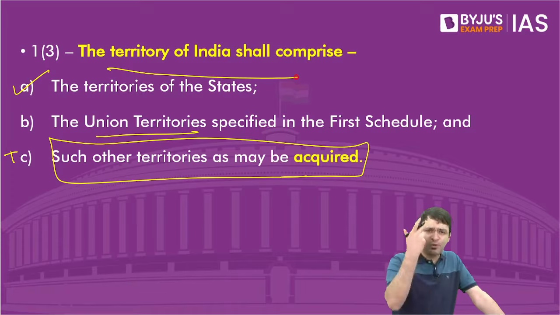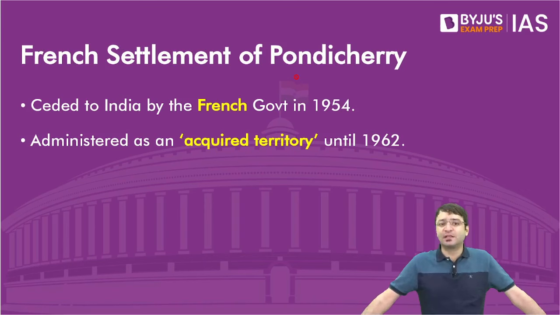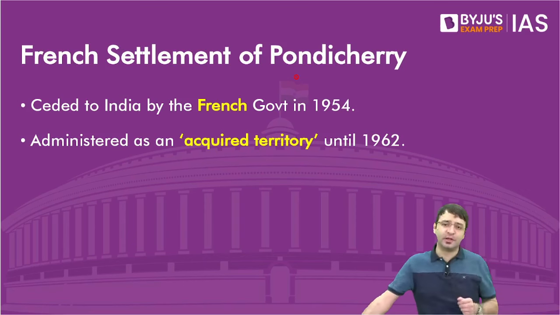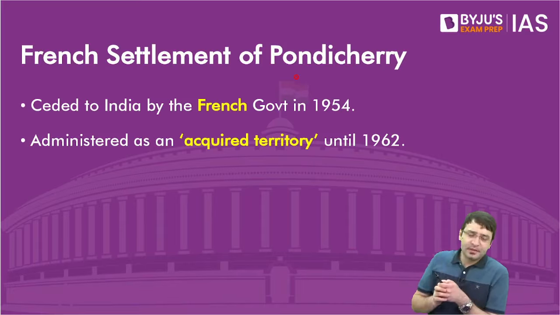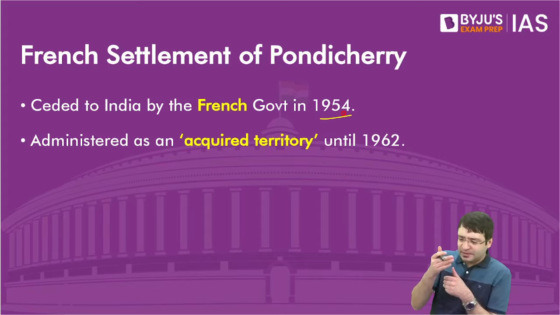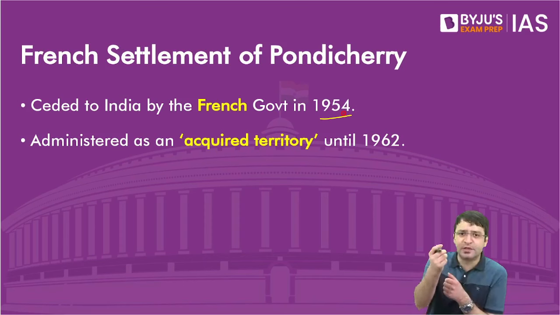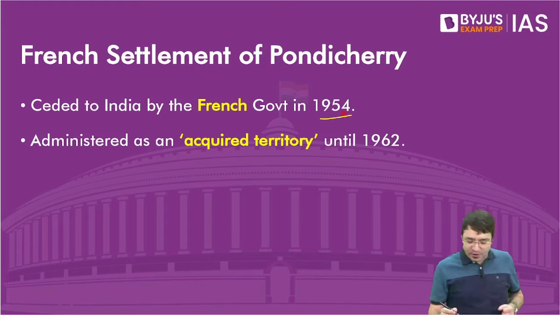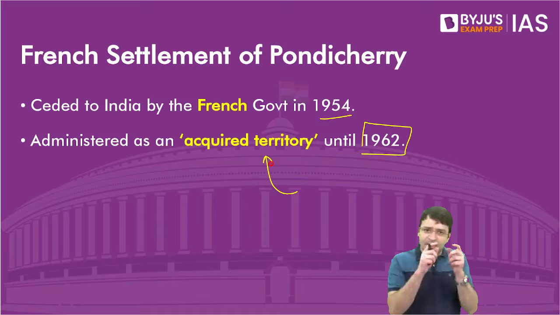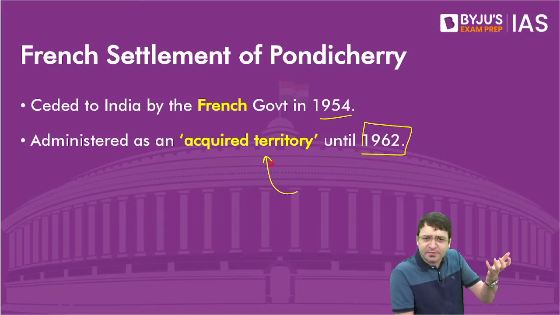Yes, we have. One beautiful example of that is the French settlement or French colony of Puducherry, which was previously known as Pondicherry. Then the name was changed to Puducherry. It was basically part of France. In 1947, we got independence. And in 1954, there was an agreement between the government of India and the government of France to cede this territory, to give this territory to India. And ultimately, Puducherry became an acquired territory of India. We acquired Puducherry from France. But from 1954 till 1962, we were governing Puducherry as an acquired territory.